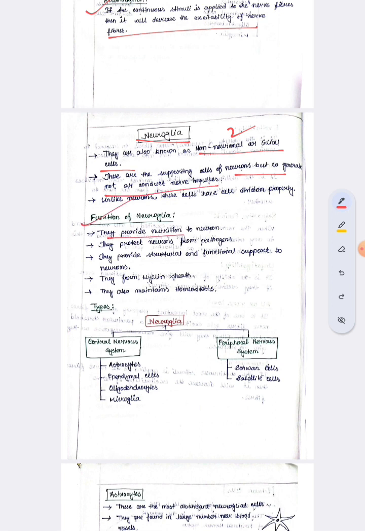They provide nutrition to neurons. They protect neurons from pathogens. They provide structure and functional support to neurons. They form myelin sheath. Neuroglia in the central nervous system: astrocyte, ependymal cell, oligodendrocyte, microglia. In the peripheral nervous system: Schwann cell, satellite cell.